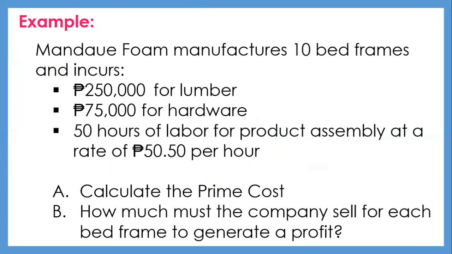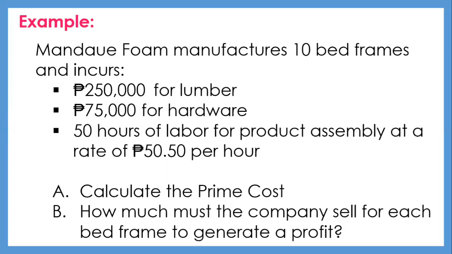Okay, for example, Mandawi Foam manufactures 10 bed frames and incurs 250,000 pesos for lumber, 75,000 pesos for hardware, and 50 hours of labor for product assembly at a rate of 50.50 pesos per hour. So letter A, we need to calculate the prime cost. Remember, the formula in getting the prime cost would be the sum of the direct materials and direct labor. And letter B, we are tasked to get the amount as to how much the company must sell each bed frame for to generate a profit.